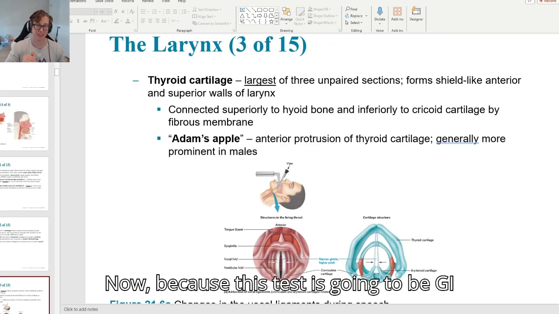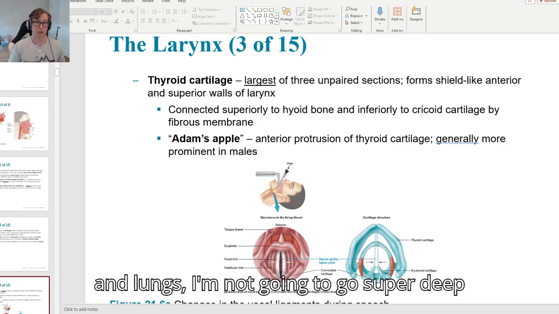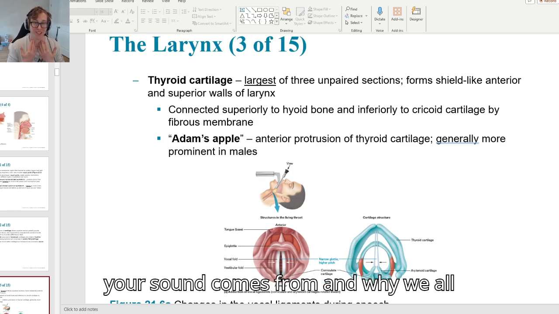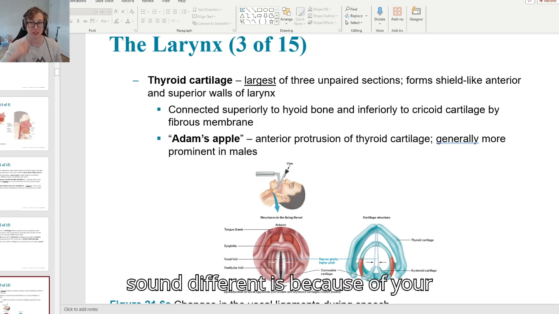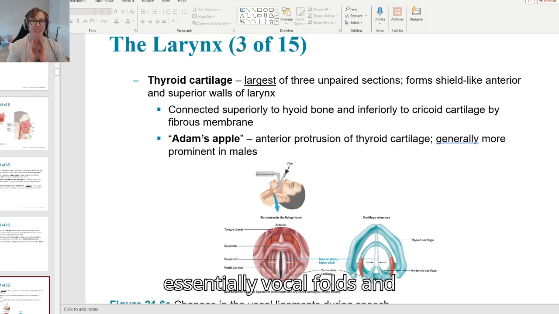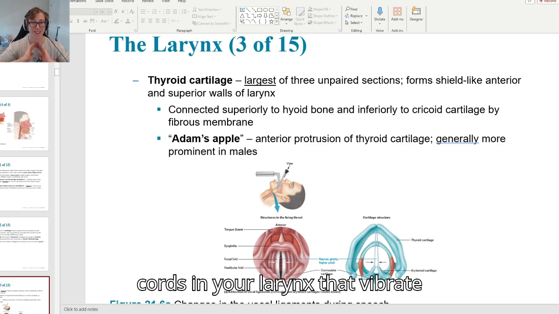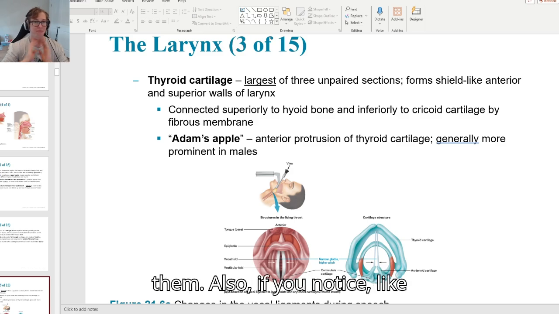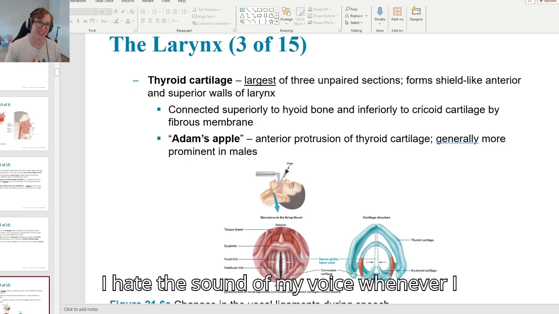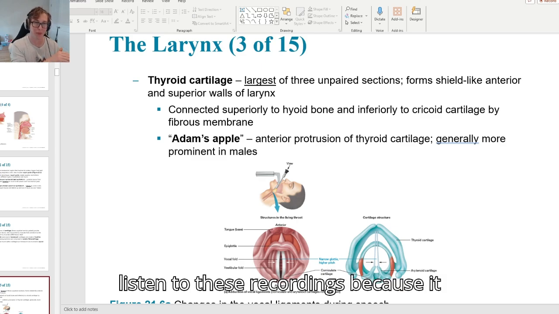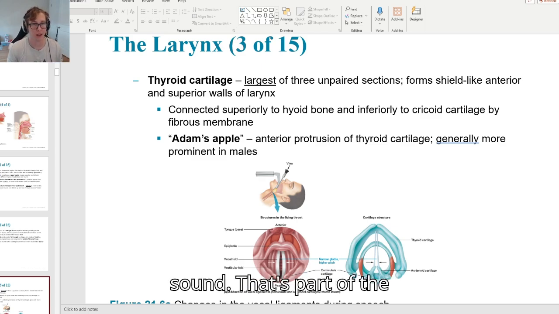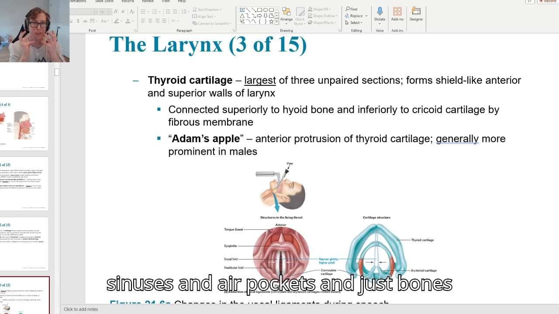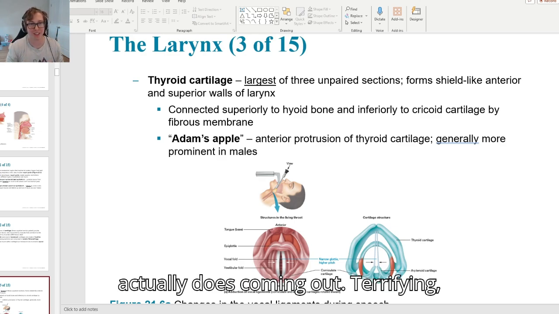Now, because this test is going to be GI and lungs, I'm not going to go super deep into some of the knowledge, but I want you to know that your voice box and where your sound comes from and why we all sound different is because of your larynx. You have essentially vocal folds and cords in your larynx that vibrate when you are moving air and sound through them. Also, I hate the sound of my voice whenever I listen to these recordings because it sounds different than how I think I sound. That's part of the bone structure and resonance of your sinuses and air pockets and just bones, so it sounds different to you than it actually does coming out.